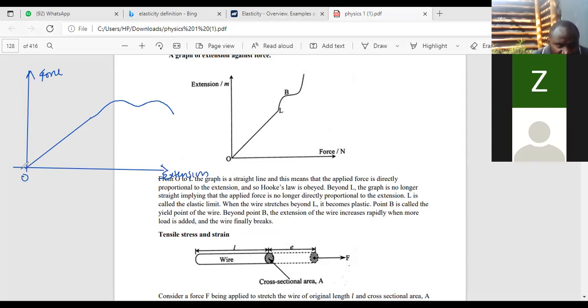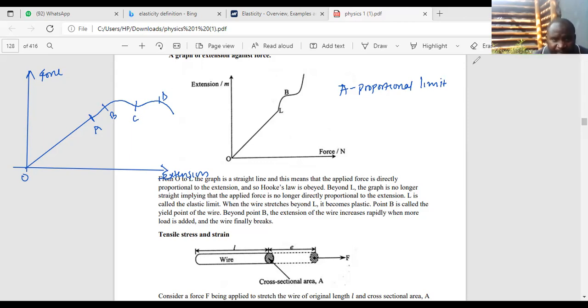If you move along the straight line up to point A, that is what we call the proportional limit, where proportionality stops. Then we have point B, where elasticity stops. We have point C, which is the yield point. We have point D, where plastic deformation takes place. Then lastly, point E, where the material breaks.